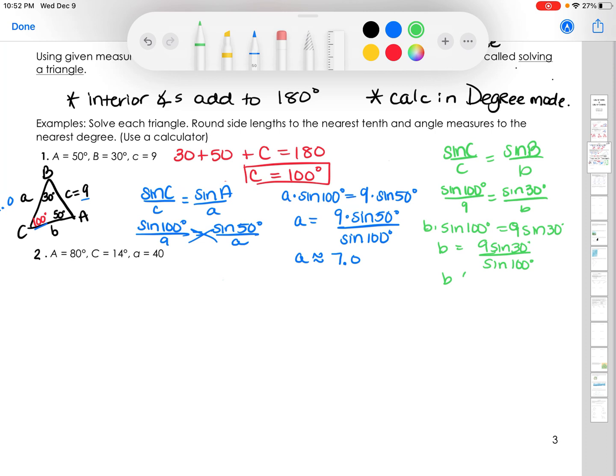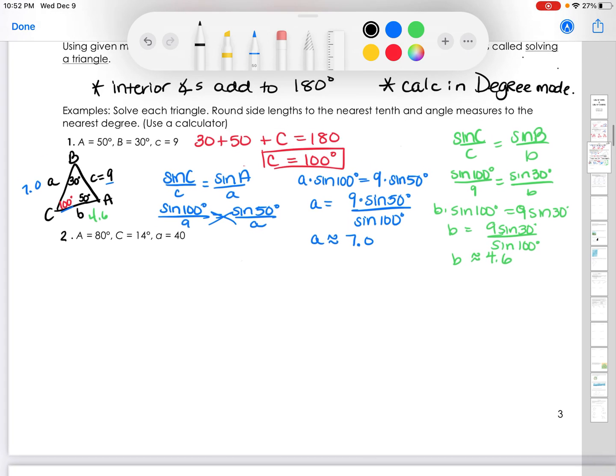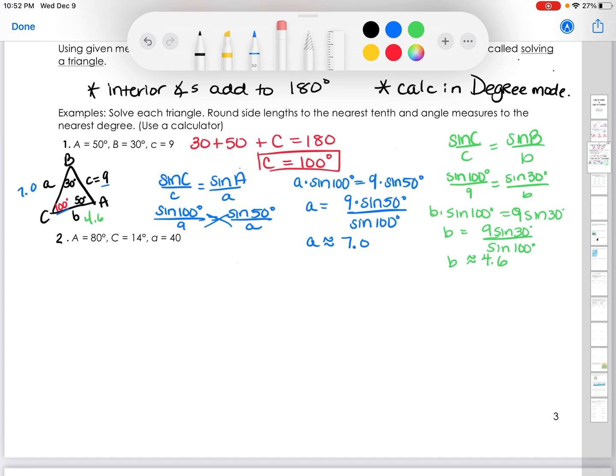And that's going to give us about 4.6 for that other side. Okay. Now sometimes instead of being given 2 angles and a side, it's possible we might be given 2 sides and an angle, and hopefully we'll see that in just a second.